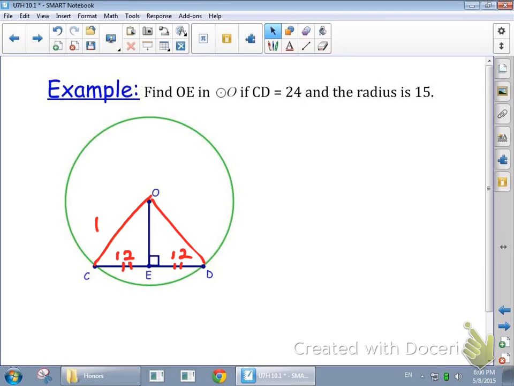But the radius is 15, and I'm asked to find OE. So again, using the Pythagorean theorem, I can calculate OE by writing x squared plus 12 squared is equal to 15 squared. So hopefully you got x equals 9. Nice job.